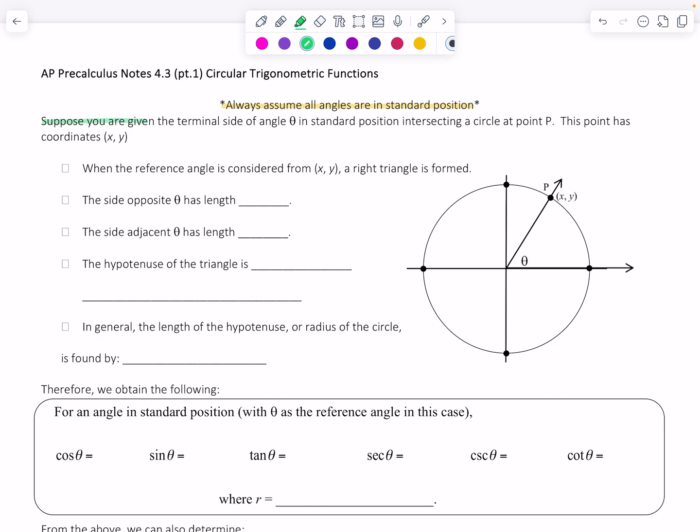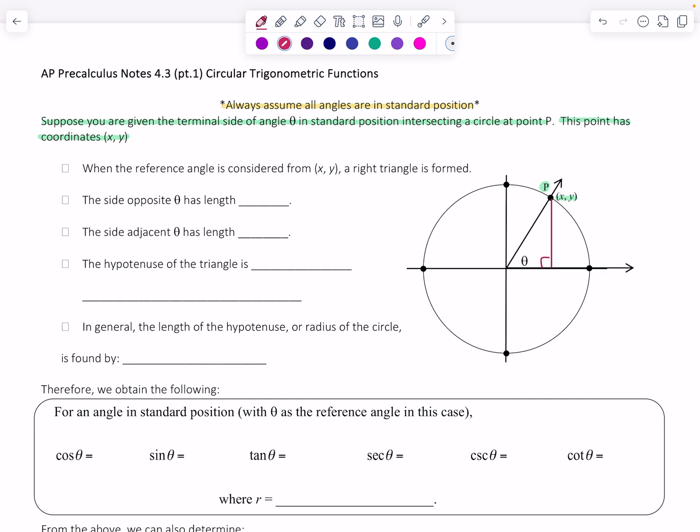So let's suppose you are given a terminal side of an angle theta in standard position, intersecting the circle at point P. This point has the coordinates x, y. So here's point P, and they have these coordinates x, y. When we think about this reference angle, we're going to think of it as a triangle that we drop down here.